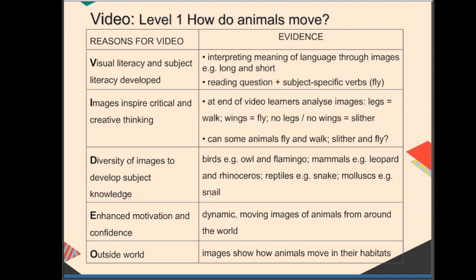In the third row, we can see that the diversity of images develops subject knowledge as learners see familiar birds such as parrots, but also less familiar birds such as flamingos. Later in the video, learners see other animals such as mammals and reptiles.